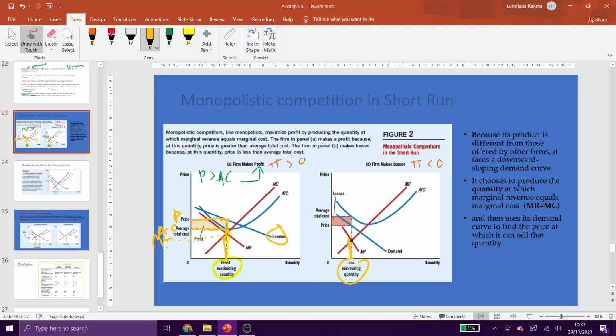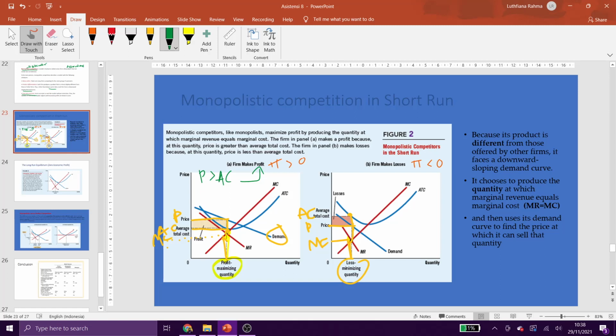Q here, with MR equal to MC here, and we move upward. We meet the price curve here because it is the demand curve, right? So it is the price, and then we move upward. We meet the average cost curve here. So here's our average cost.